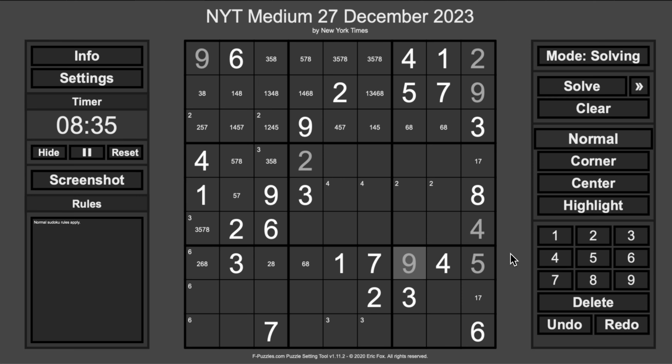Okay, I now have 3, 4, 5, 6, 9. I need 1, 2, 7, 8. Well, I just placed the 7 because there's only 3 spaces left to fill in. This 7 here rules out that cell and that cell. And this 7 rules that cell out. So I know immediately that the now highlighted cell is a 7.